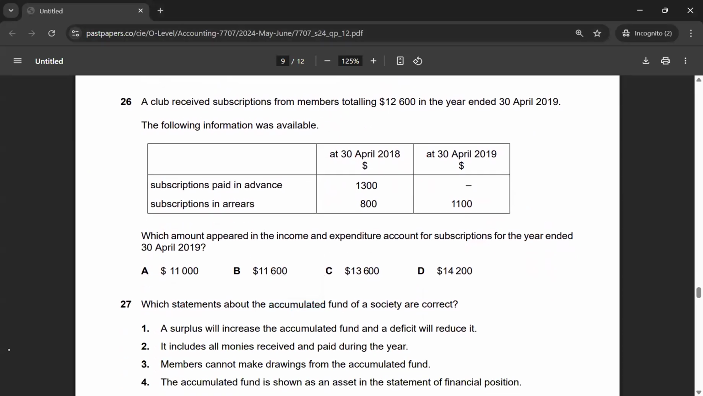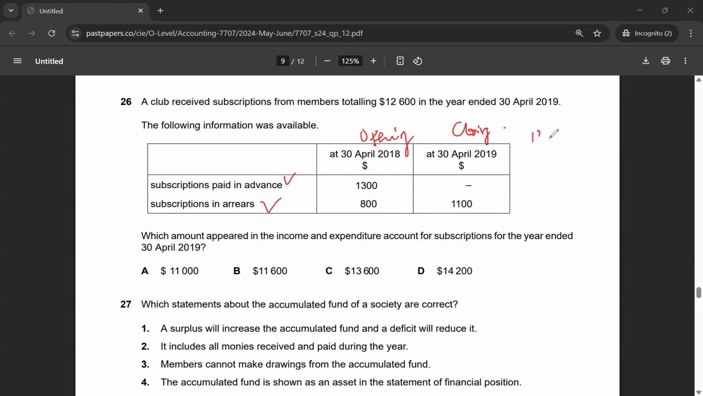Multiple choice 26. A club received subscriptions from members totaling 12,600 in the year ended 30th April 2019. The following information was available. Subscription paid in advance, subscription in arrears, so this is opening, and then this is closing, as we can see from the dates. Which amount appeared in the income and expenditure account for subscriptions for the year ended 30th April 2019?